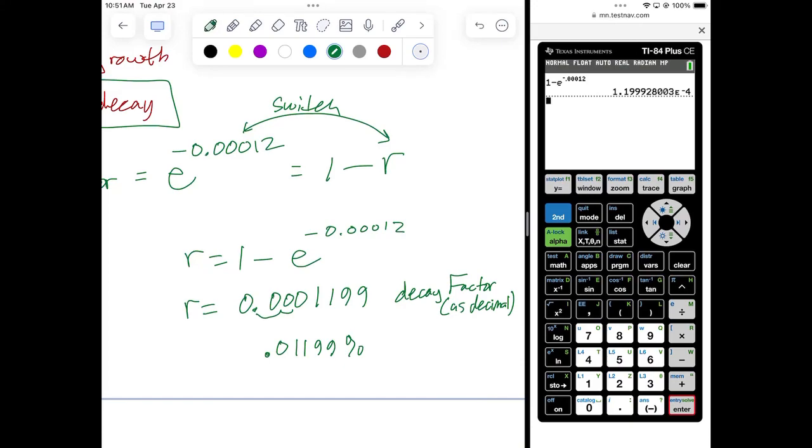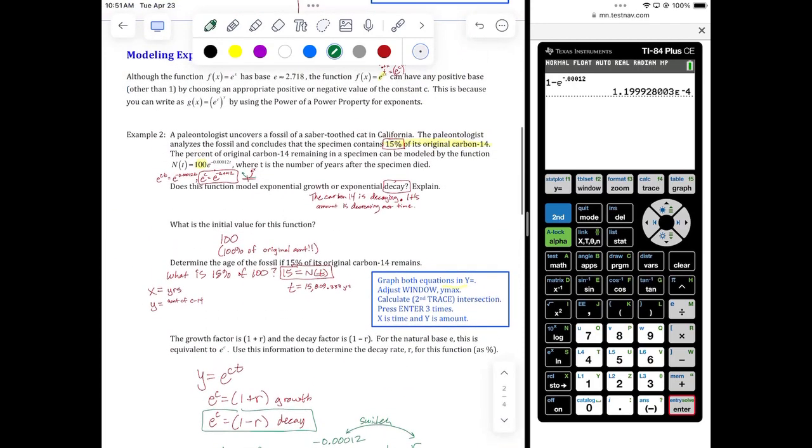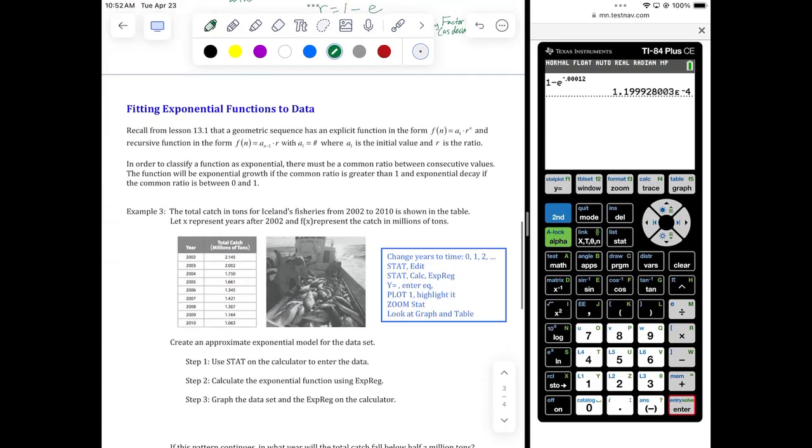Okay? If this were a growth function, you would have said e to the c equal to 1 plus r, and then solve for r. So that concludes question number 2. Any questions on the bone? The paleontologist question. All right, let's move on so y'all can get to working on this. Y'all have all day tomorrow, by the way, to work on this. We'll review all of Chapter 13 on Thursday, and then we'll quiz over all of Chapter 13 on Friday.